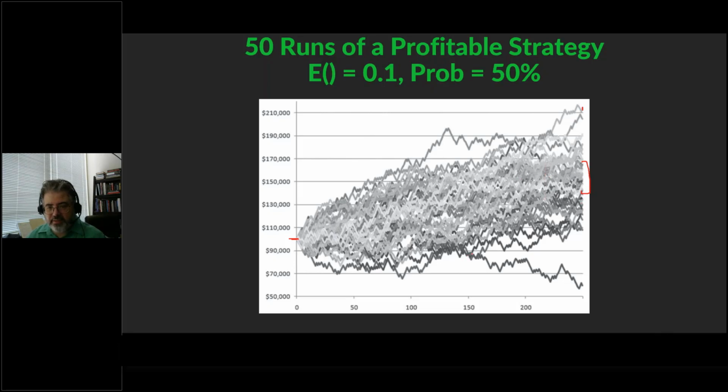However, look at this one. This is something I'd really like you to think about. This run lost money, lost a not insignificant amount of money. What's this drawdown? 40% drawdown. So this is a reminder that luck and chance do play a part in our outcomes.